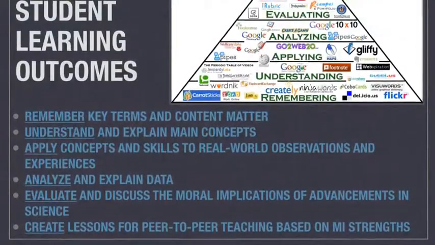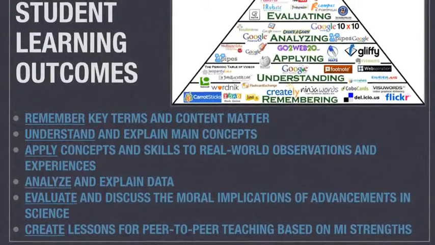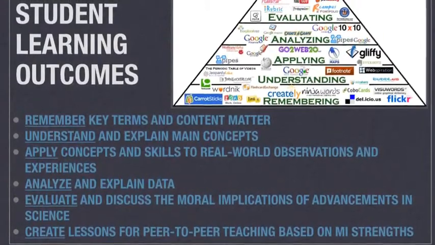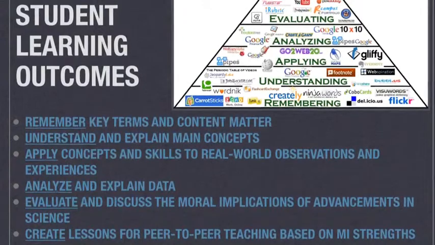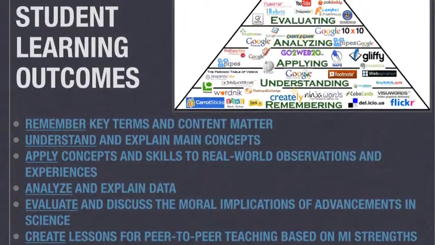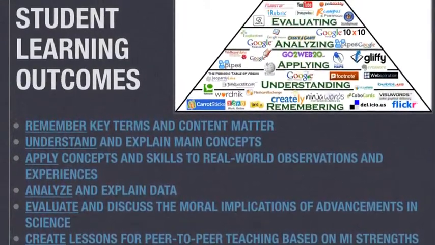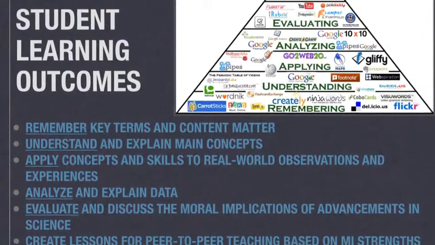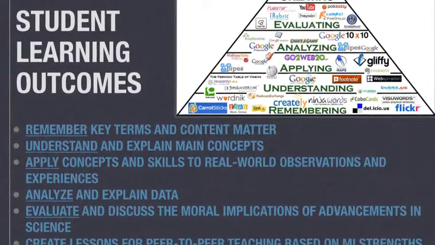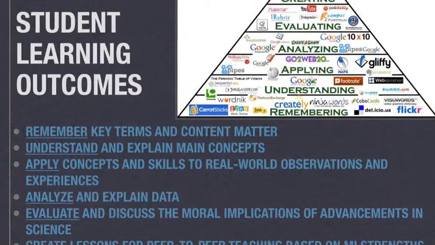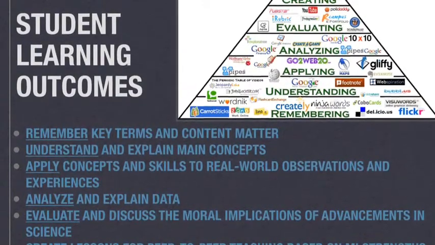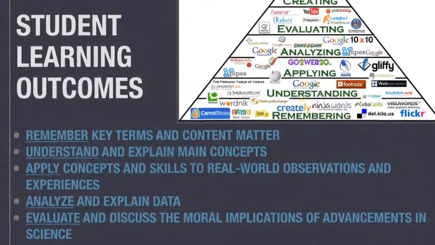Student learning outcomes from this unit are as follows: remembering key terms and content matter, understanding and explaining main concepts, applying concepts and skills to real-world observations and experiences, analyzing and explaining data, evaluating and discussing the moral implications of advancements in science, and creating lessons for peer-to-peer teaching based on MI's strengths.